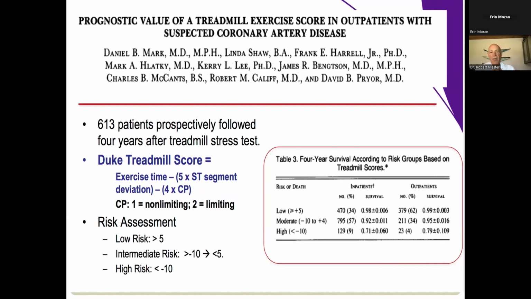So if you look at the right-hand side of this slide, which looks at 4-year prognosis, whether people are inpatients or outpatients, you look at high-risk people and you look at the risk of death. In high-risk patients, it means almost 30% of the people have died if they're inpatient and 20% as an outpatient in 4 years. That's a pretty high number. On the other hand, low-risk people, after 4 years, the risk of death is only 1 or 2%. Next slide.